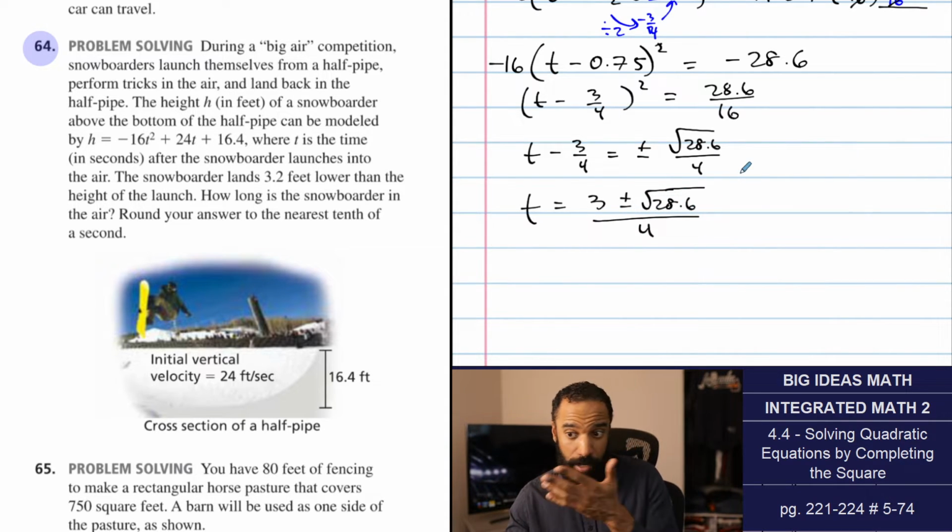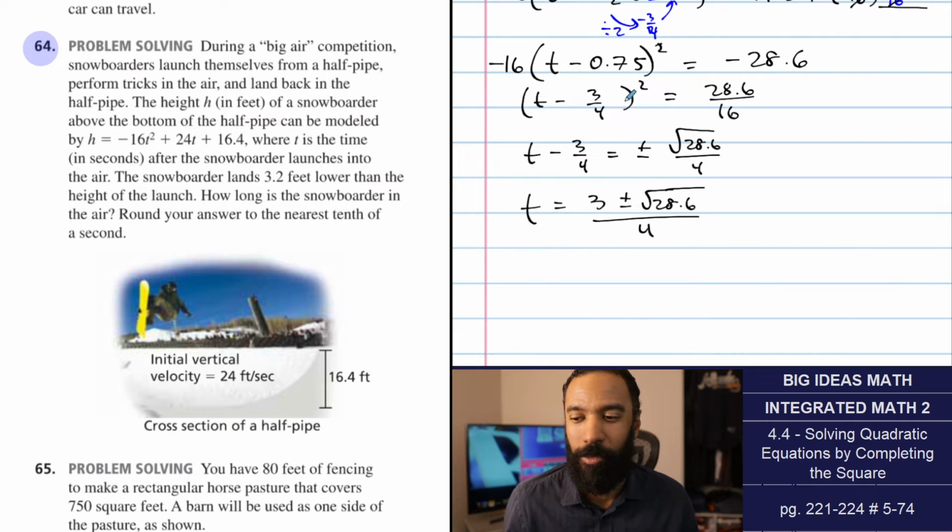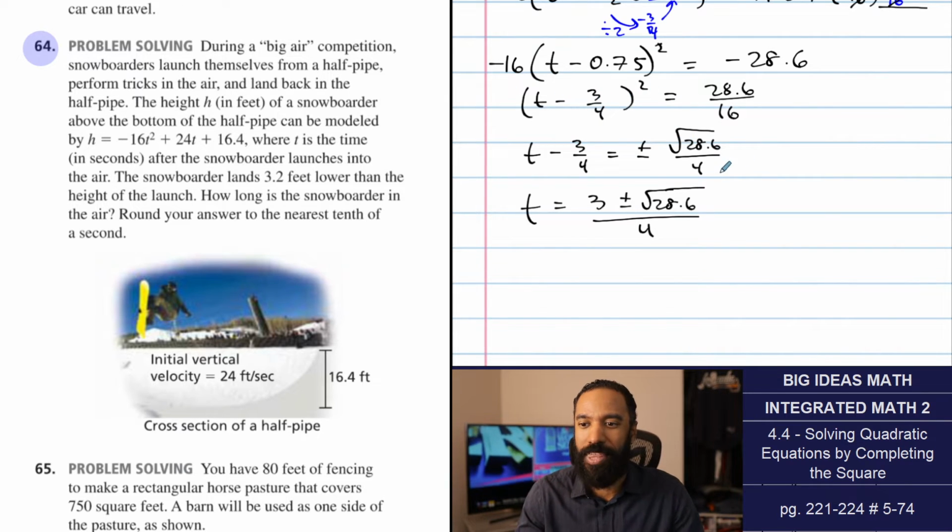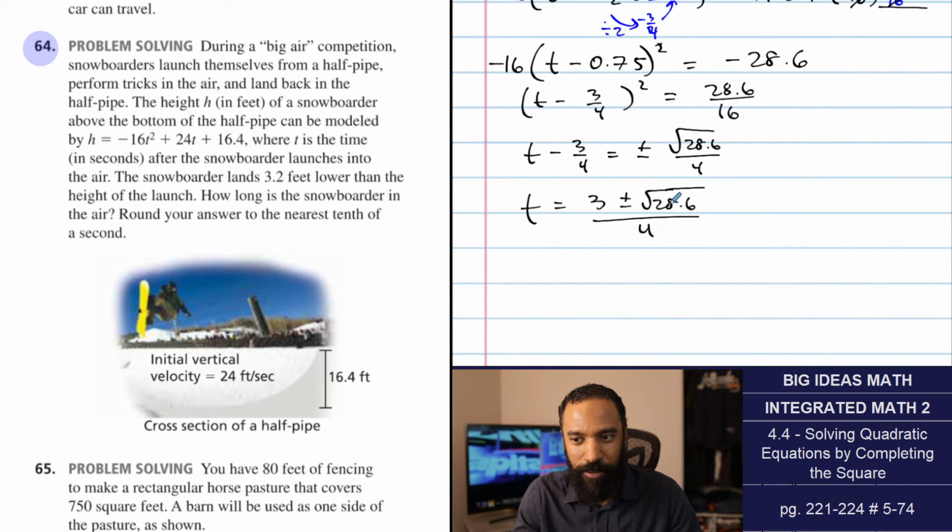I mean, I'm just trusting my math and that I'm getting the right thing. I have no concept of what I'm getting as a number at all for how long the snowboarder's in the air. So with that in mind, let's use the plus version of it. The minus version would give me a negative, I should say.